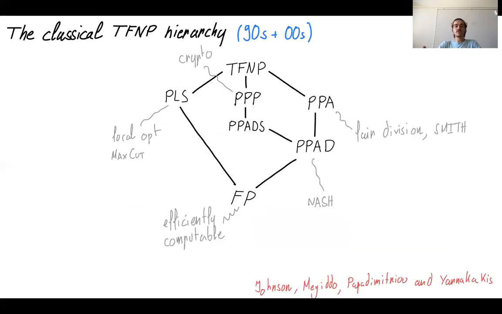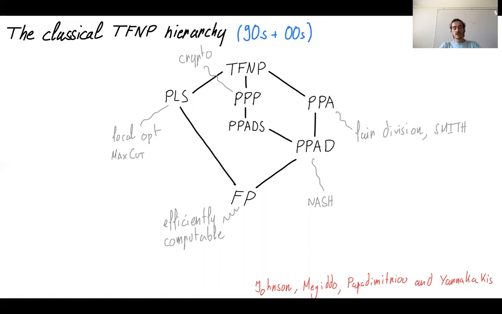Okay, so you can do this for many complete problems, and you get kind of a hierarchy of TFNP subclasses. And this is how it used to look at the start of this research direction. So you had three classes, PLS, PPP, and PPA on top, and then subclasses. For instance, PPAD is a subset of PPA. At the bottom, there is FP, and it's anything that is efficiently computable, so you can actually find a solution in polynomial time.